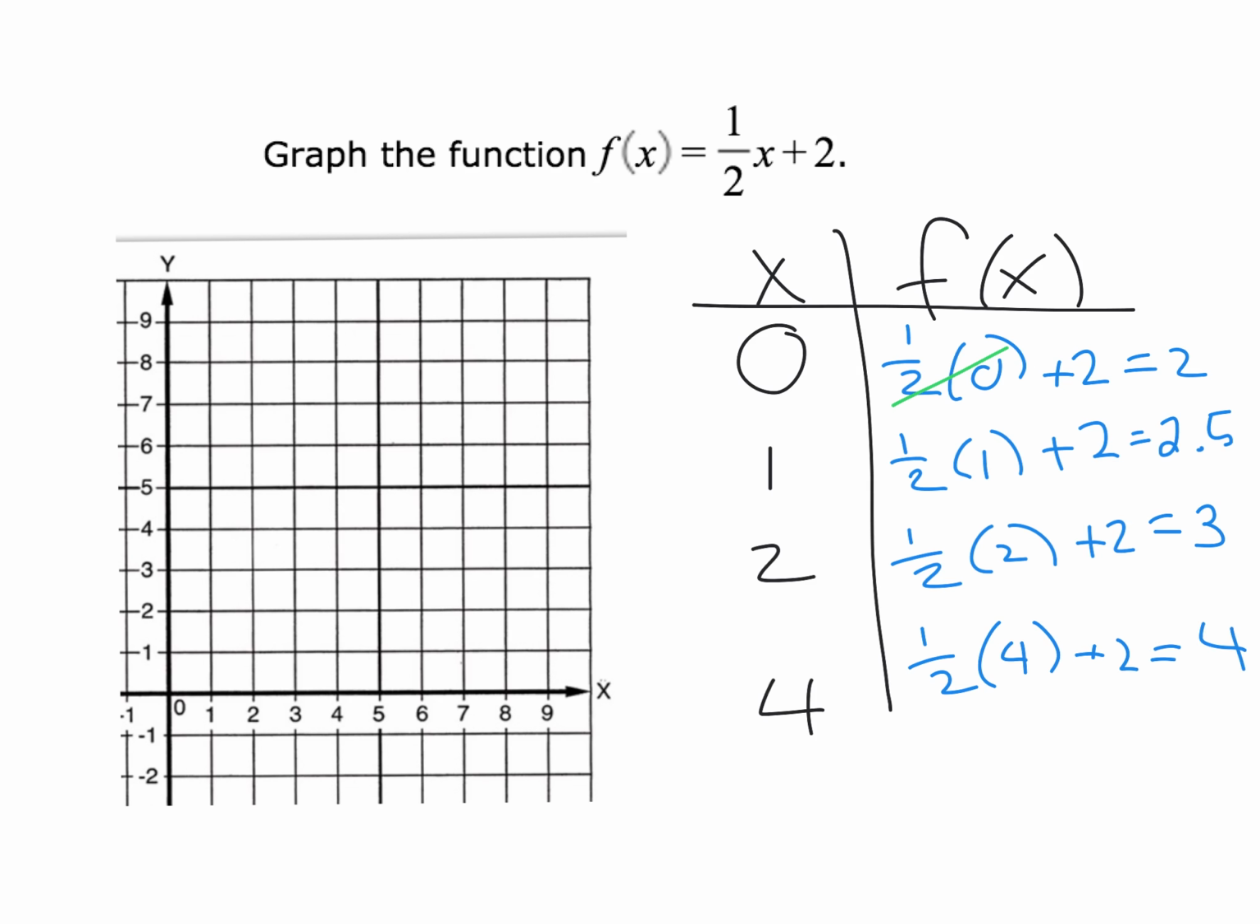So just plotting these points. When x is 0, f of x is 2. Remember, we always graph f of x on the y-axis. So we're treating f of x like our y. When x is 1, we're at about 2.5.